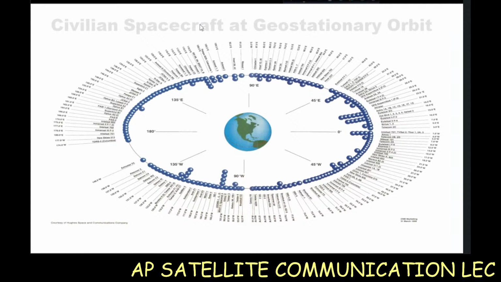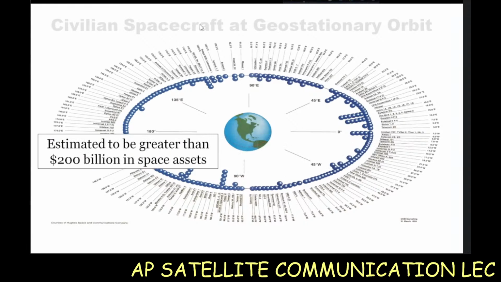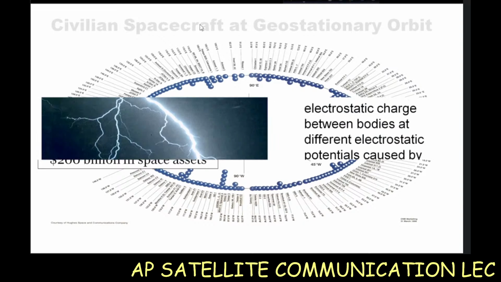So this is just another picture of the large number of civilian aircraft. This is only for the civilian aircraft. There are also military spacecraft at geostationary orbits. So it's a very congested one. The earlier picture that we had seen was mainly for all the categories of satellites combined together. And this space asset is roughly estimated to be greater than $200 billion. And I can tell you that this value is from 5 years back. So it has now grown many times, this $200 billion in space assets.